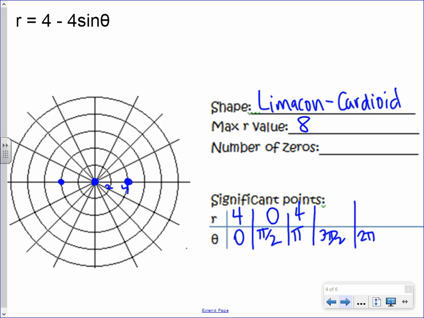Three pi over 2. The sine of 3 pi over 2 is negative 1. So we have 4 minus 4 times negative 1. There's our max value. 2, 4, 6, 8. And then you should always end up back to where you started. 0 and 2 pi should give you the exact same number, right? Because they're the same angle.